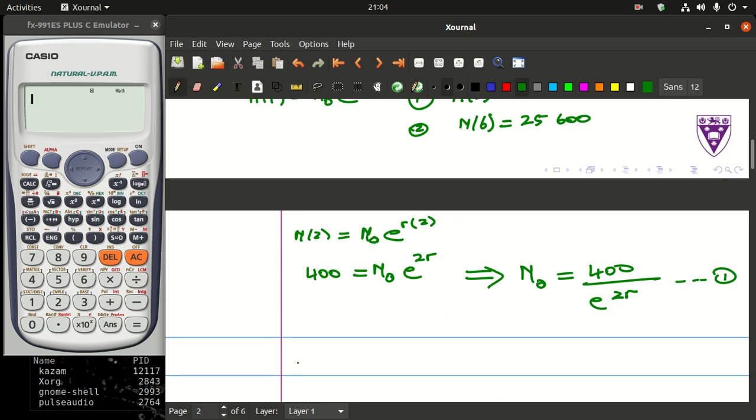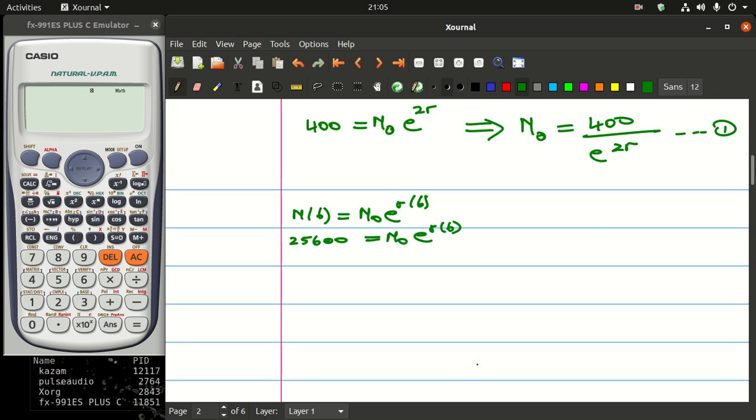So if t is equal to 6 hours, N(6) is equal to N naught e raised to r times 6. t is 6 hours. And then what will happen here? This is 25,600, equal to N naught e raised to r to the power 6.